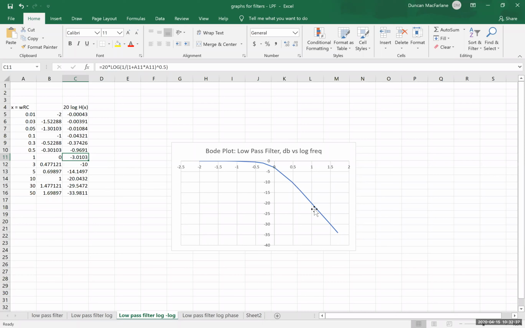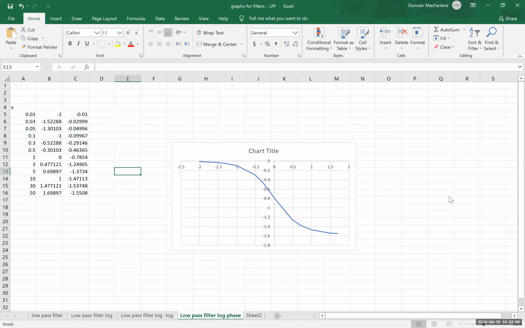And here's my 20 dB per decade slope on the roll off, this time on the high side, not on the low side. And then here's my phase response, and it's completely flipped from what it was before.